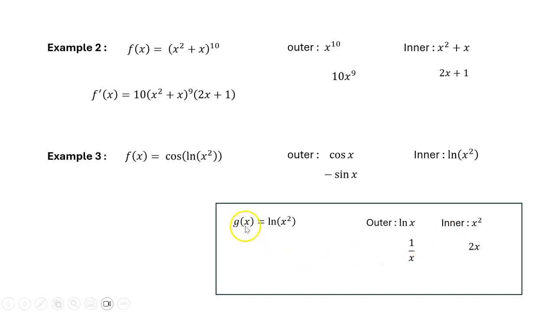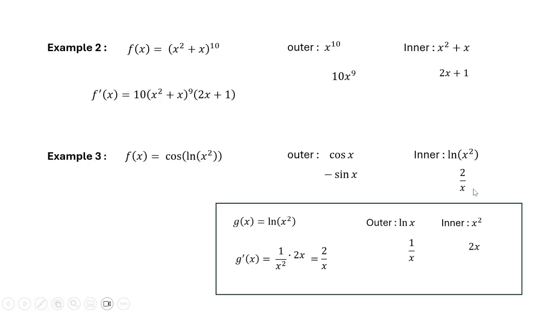So how about the derivative of g? The derivative of the outer, but plug in the inner, times the derivative of the inner. And in particular, that gives us 2 over x. So that should go up here. The derivative of ln of x squared is 2 over x.